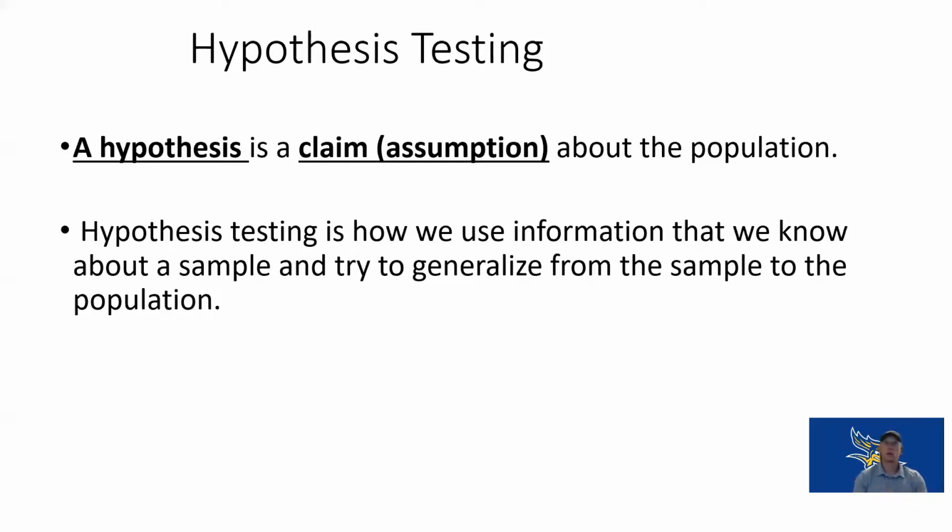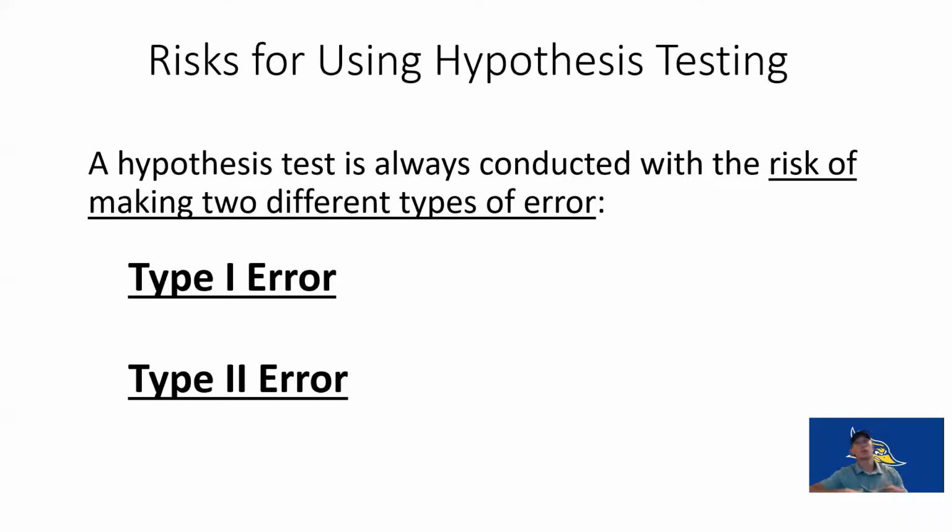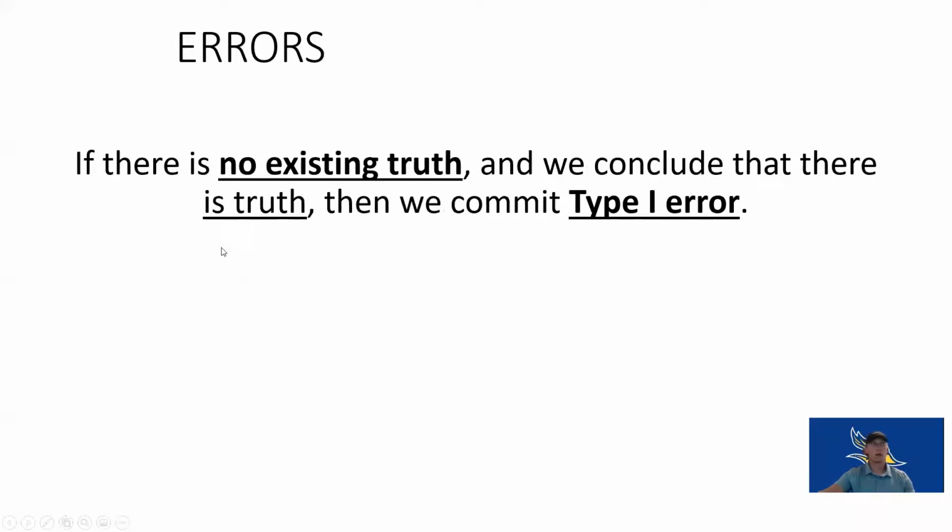And we see what the result is on the dependent variable. Okay, but there's some risks with hypothesis testing. We could possibly have two different types of error. We can have a type 1 error or a type 2 error.